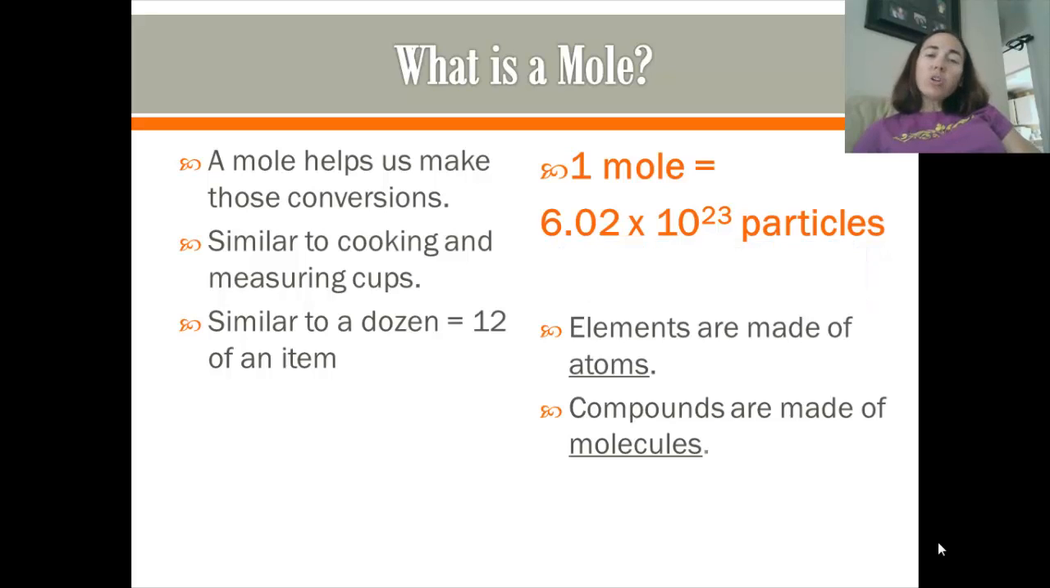So what are particles? Well, particles can be a couple of different things because remember, elements are made up of atoms. So particles can be atoms, but compounds with multiple atoms are called molecules. So particles can also be molecules.